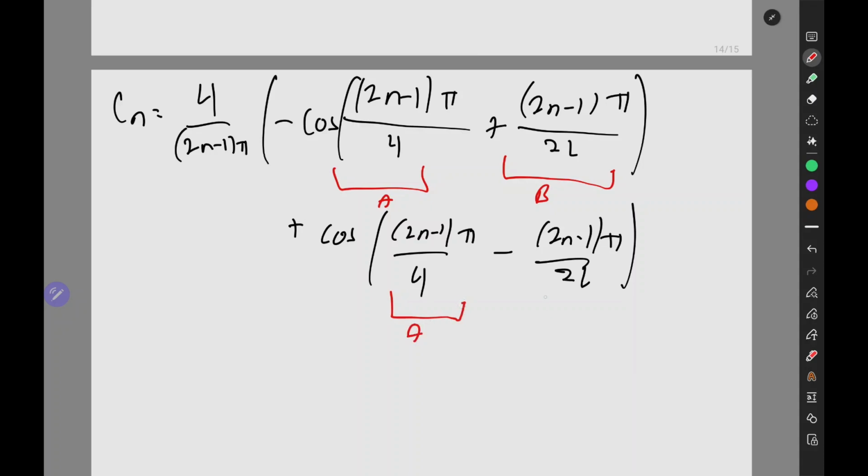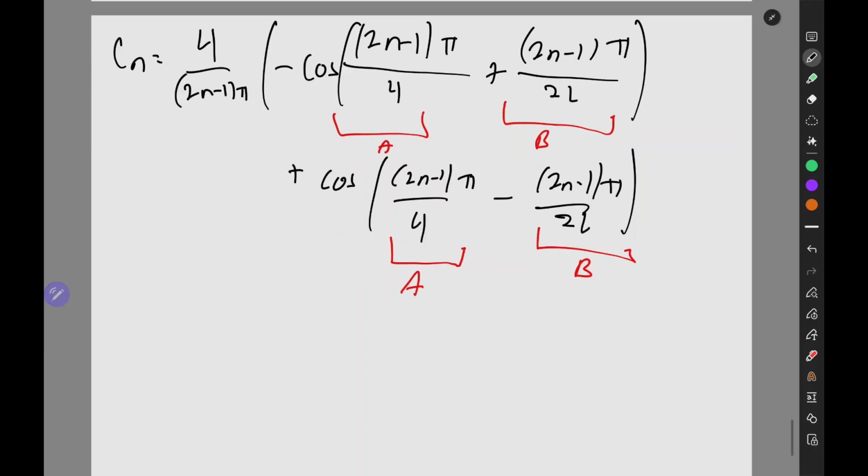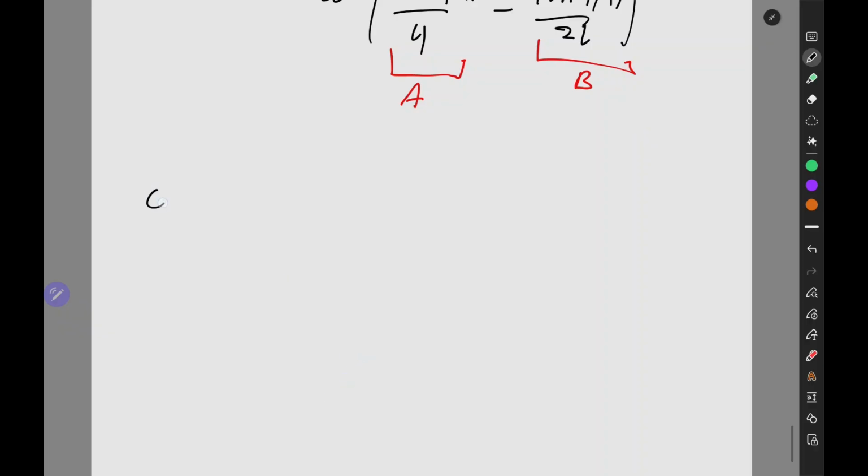You know what I'm talking about yet? Do you see the trig identity that we can use? Remember these identities? The sum? So I think they're called the sum identities. I don't know. Remember we have cosine a plus b.